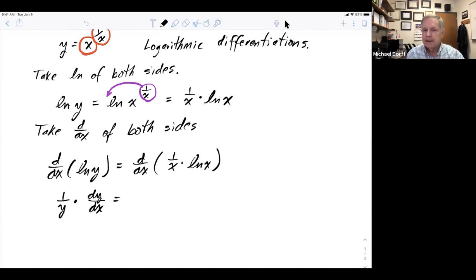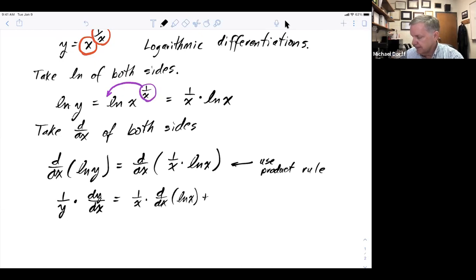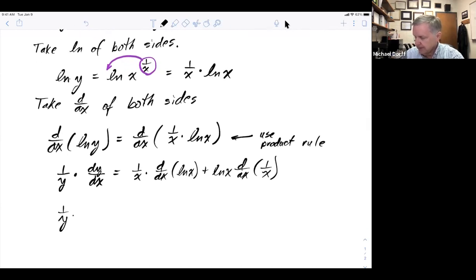But notice that when I'm doing the d dx, I have 1 over x times natural log of x. So I have to use the product rule, because I have that multiplication there. So the product rule says it's the first times the derivative of the second plus the second times the derivative of the first. All right, so the left side, now I'm going to keep that the same.